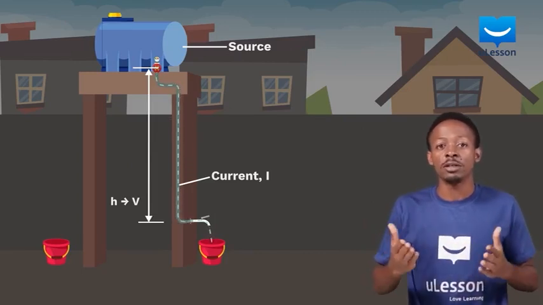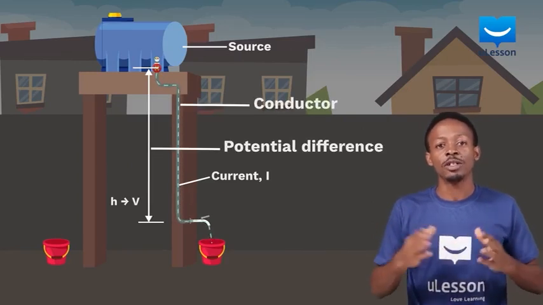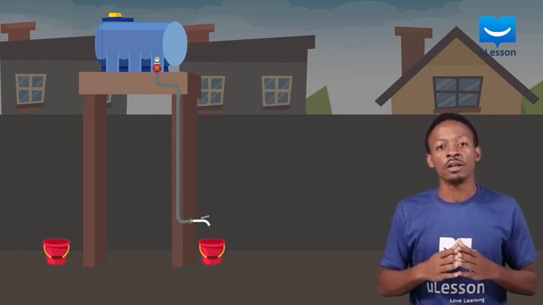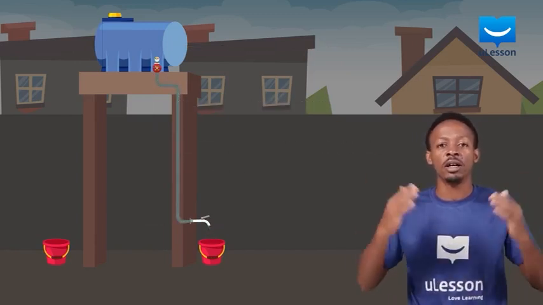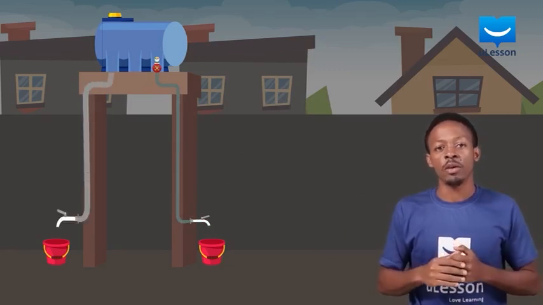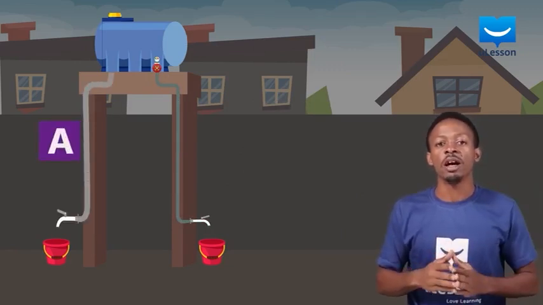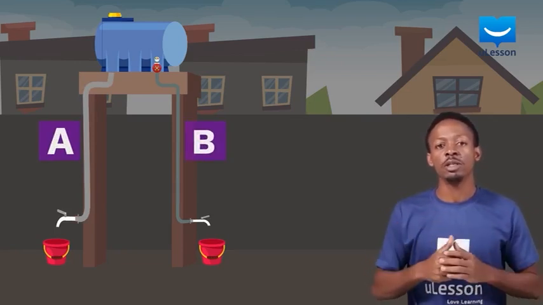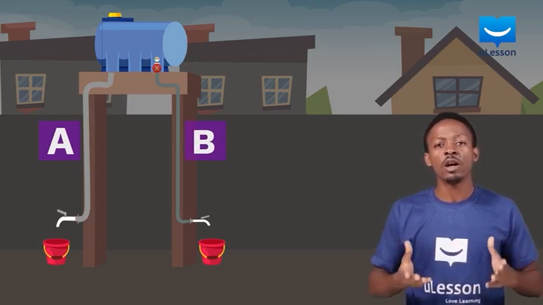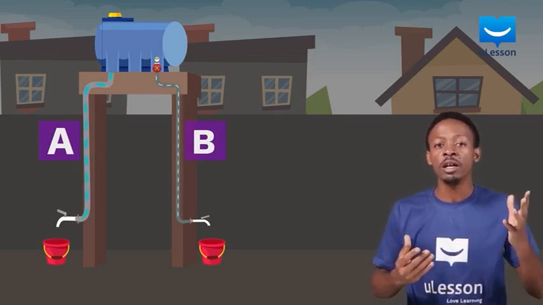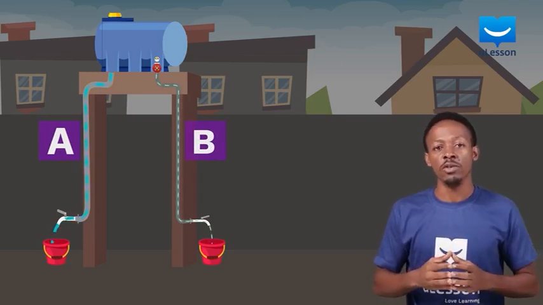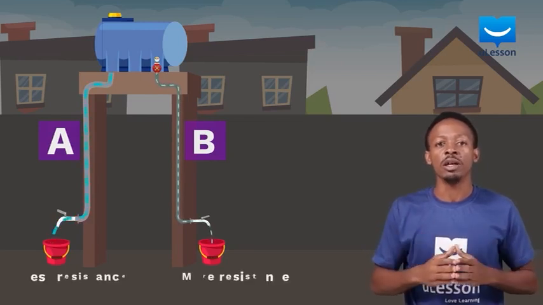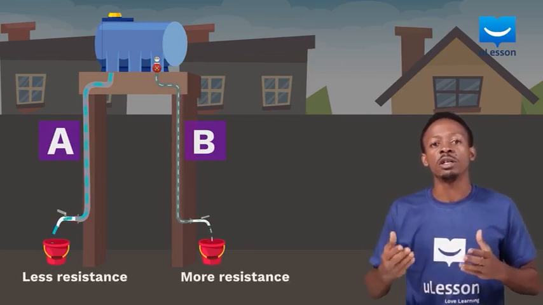And in this case, our conductor is our pipe, and the water are the electric charges, and the height of the pipe is the potential difference. Now suppose for the same height of the tank, we put in 2 pipes, with the first pipe being labeled A, having a large diameter, while the second pipe labeled B has a smaller diameter. I guess you know that water will flow a lot faster from pipe A because it offers less resistance to the flow, while in pipe B, the water will flow a lot slower than pipe A because it offers more resistance to the flow of water.